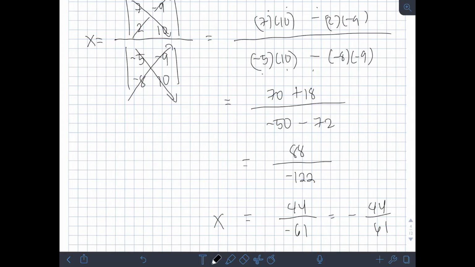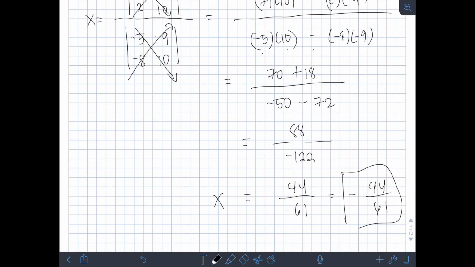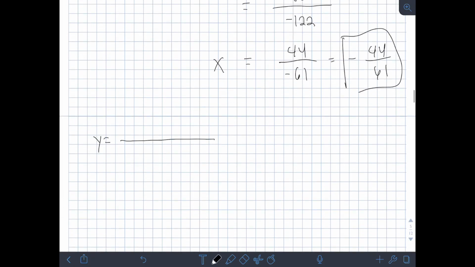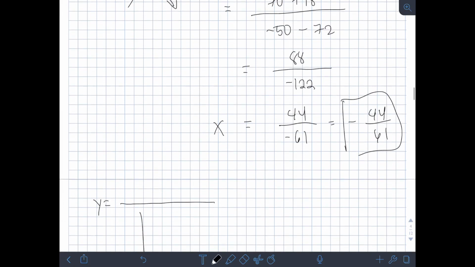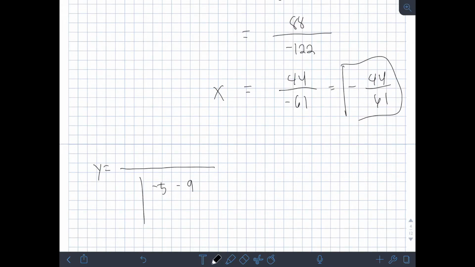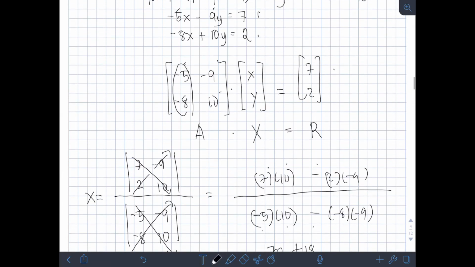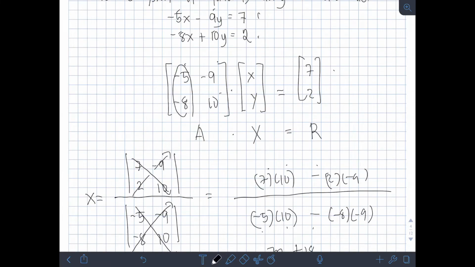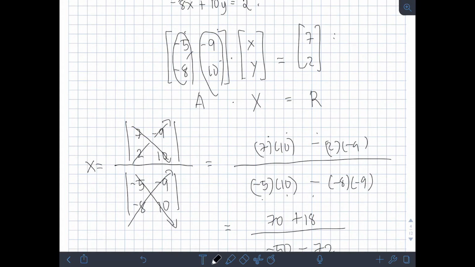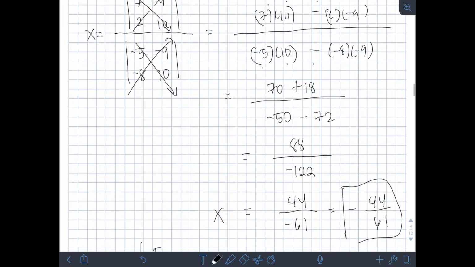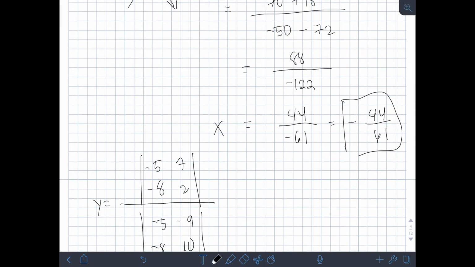So, siya si x. Okay? Now, sa y naman, we have yung denominator, same pa rin. Yung determinant ng a, negative 5, negative 9, negative 8, and 10. Then, sa numerator, this time, papalitan naman natin tong negative 9 at 10 ng constant na 7, 2. So, as is yung negative 5 at negative 8. So, negative 5, negative 8, and then, magiging 7, 2.